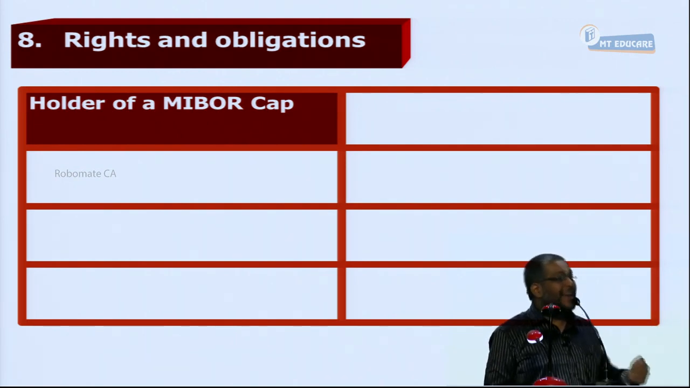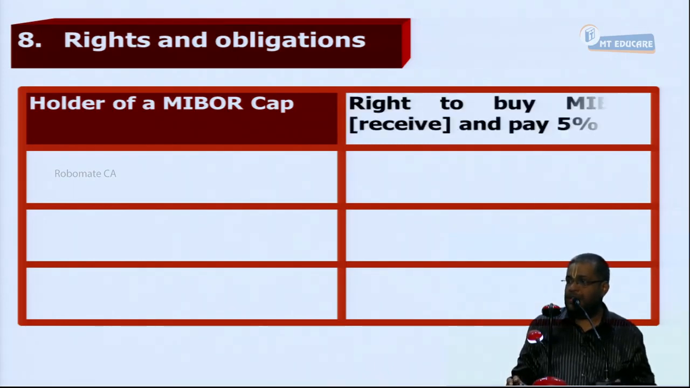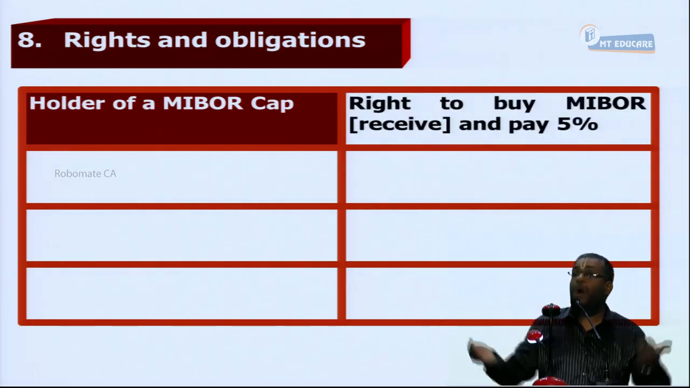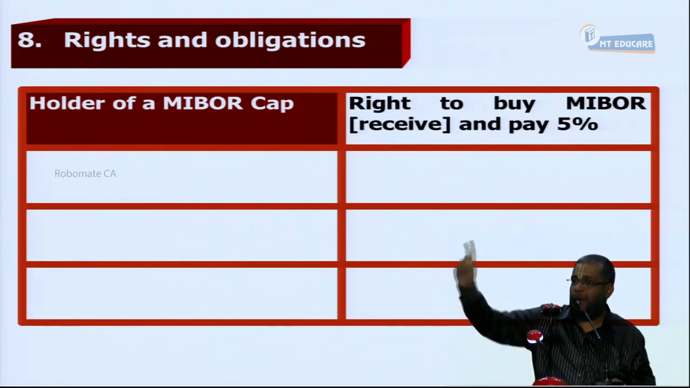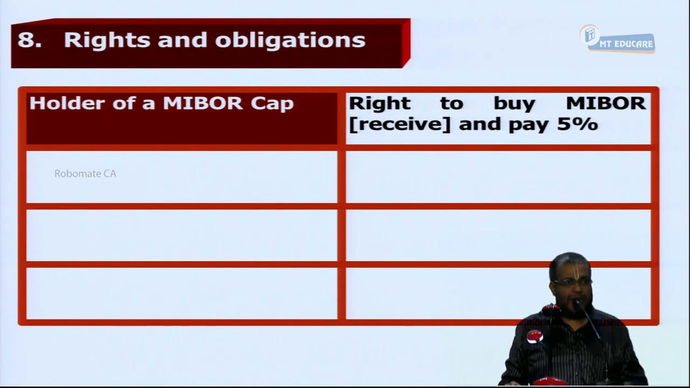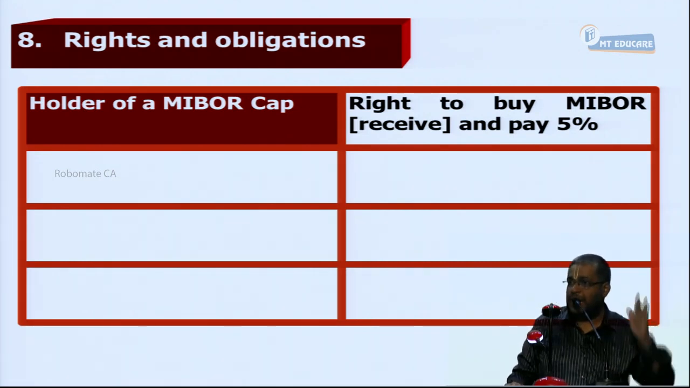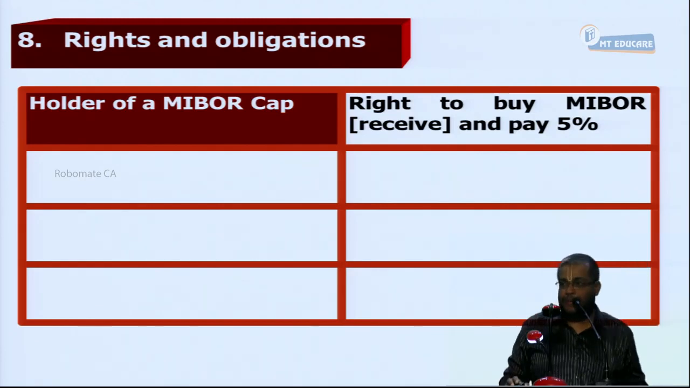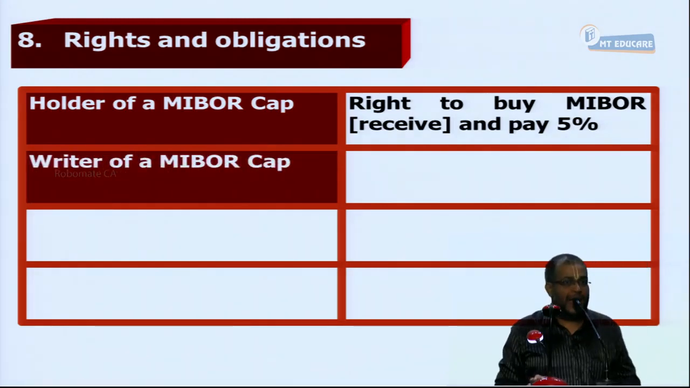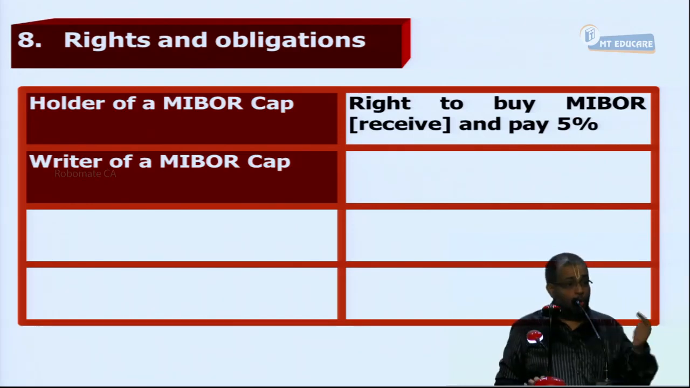What is the call option? A right to buy MIBAR. Buy means receive MIBAR and pay 5%, the strike price. A holder of a cap has a right to receive MIBAR for a 5% fixed rate. Now, if you are a writer, you have an obligation. The holder of a call has a right to buy.